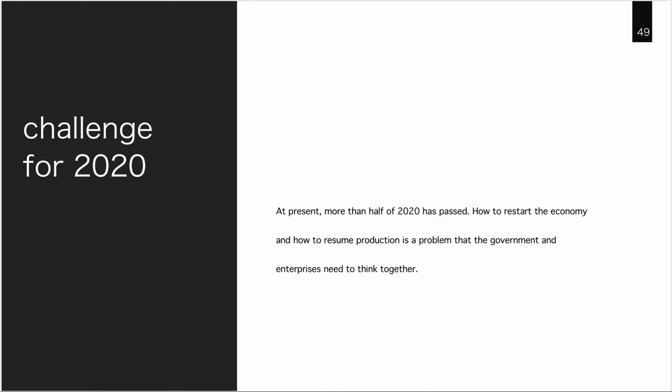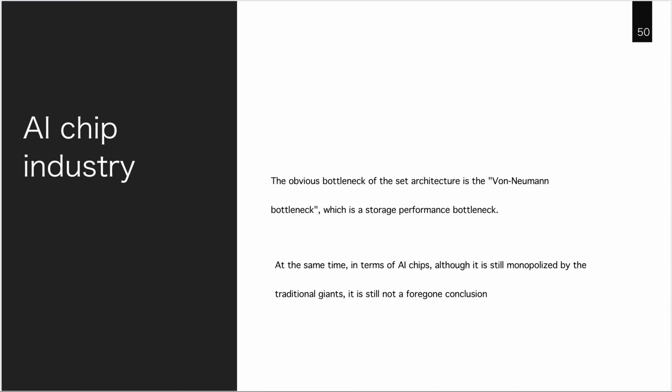And another thing we could know is that the challenge for 2020 is really huge. At present, more than half of 2020 has passed. How to restart the economy and how to resume production is a problem that the government and the enterprises need to think about together. And the final thinking is for the AI chip industry.